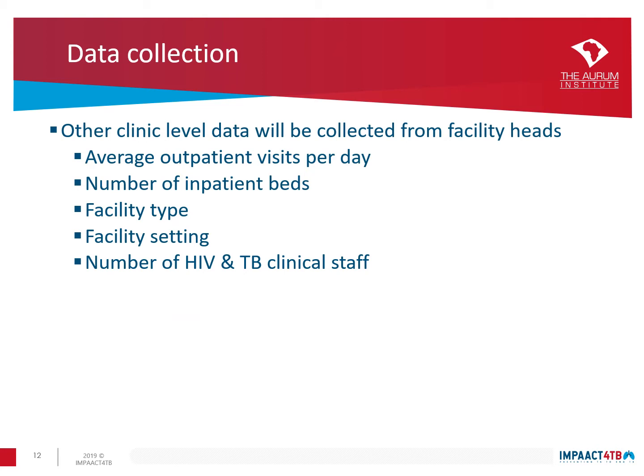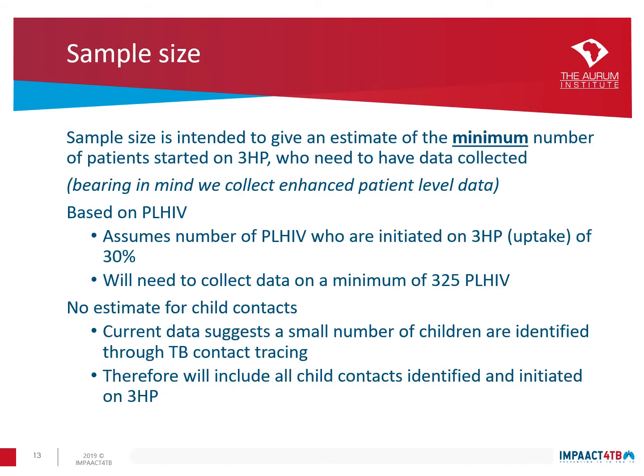Other clinic level data that will be collected from facility heads includes average outpatient visits per day, number of inpatient beds, facility type, facility setting, number of HIV and TB clinical staff. This information will help us describe the facilities in which the implementation of 3HP is happening.